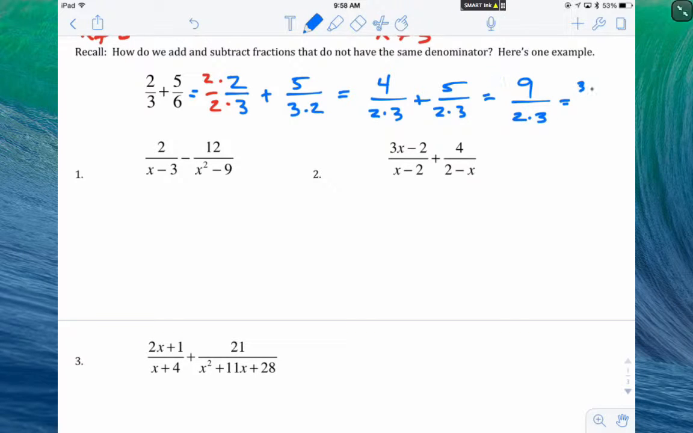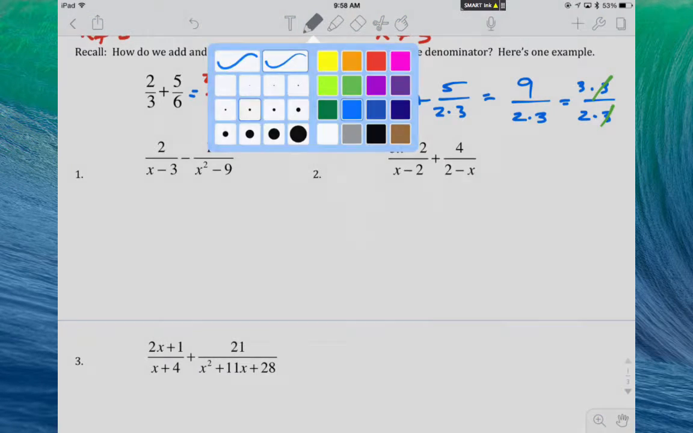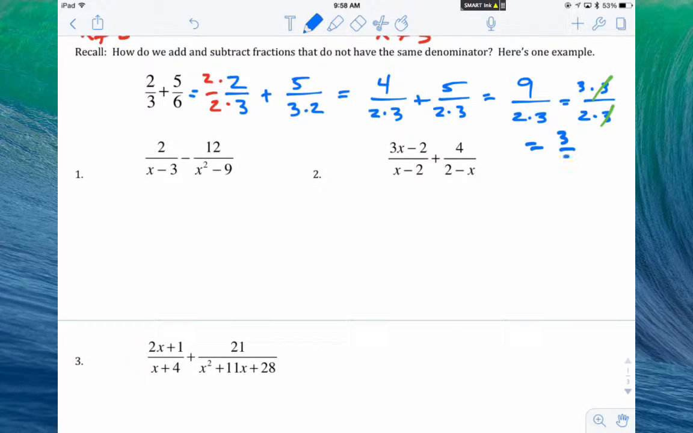9 is 3 times 3 over 2 times 3. We see that we can simplify away these 3's. We end up with our final sum of 3 halves. Now I know that this was quite a lot of work for a seemingly easy fraction addition problem, but I just really wanted to show you exactly what the strategy is going to look like when we deal with these kind of problems. So let's take a look at our first example right here.